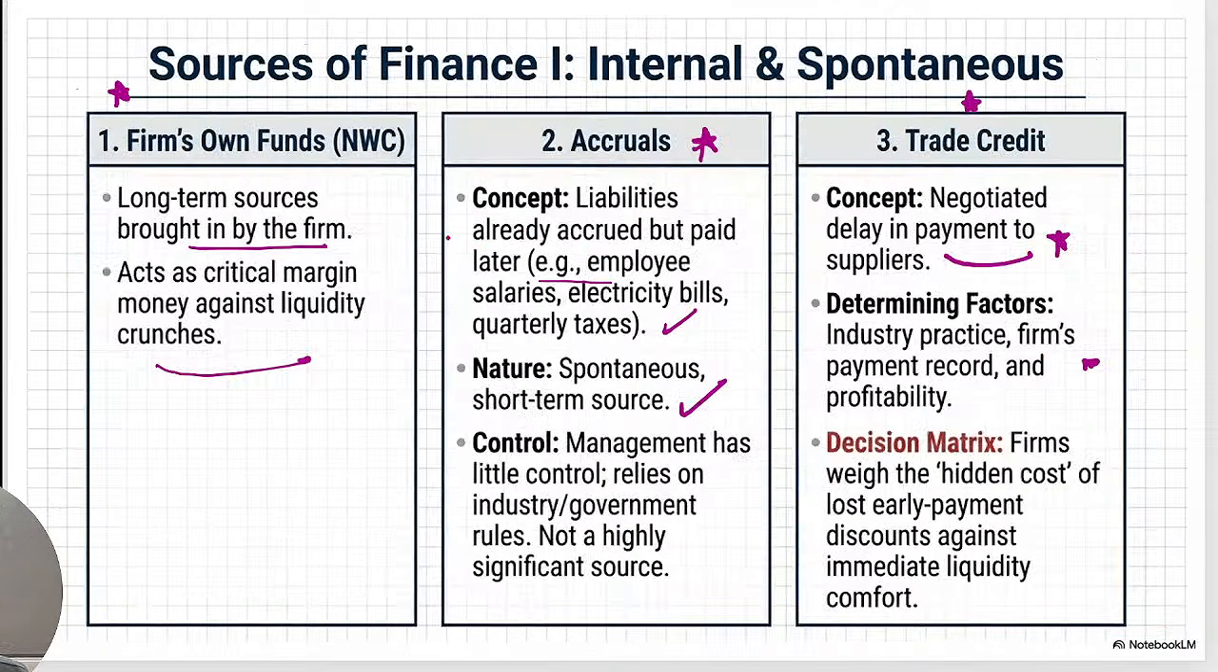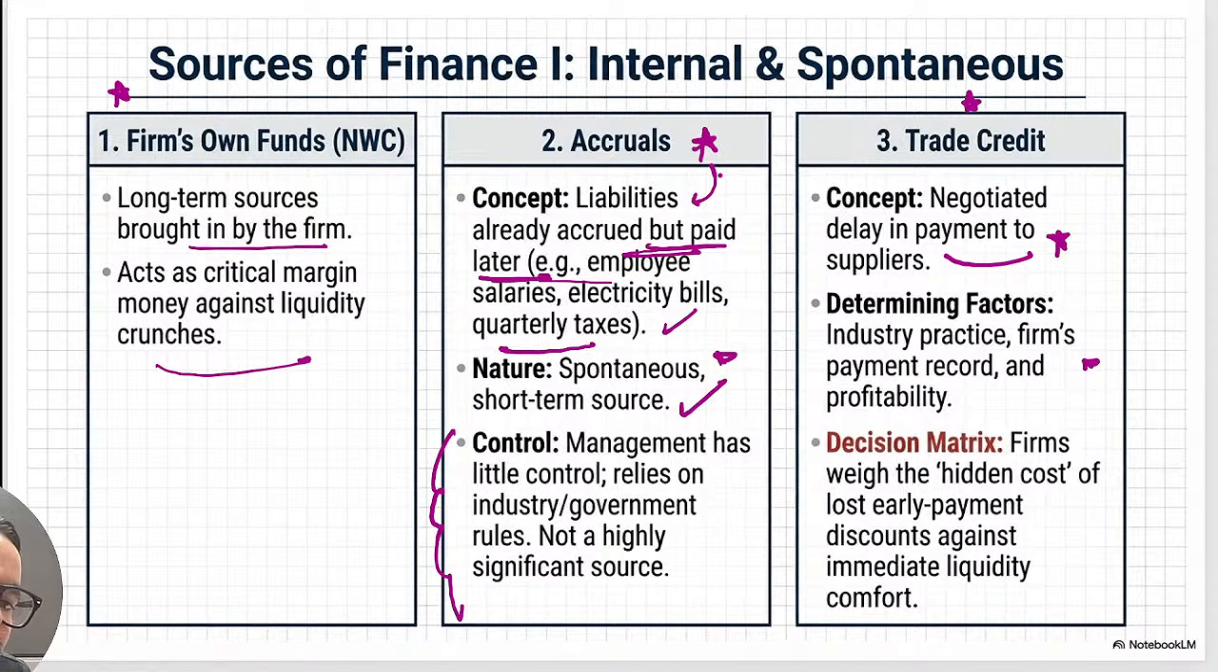What was the example here? Liabilities which occur in the business but are paid later. Any liability which occurs in the business but which we are paying later, like employee salary, electricity bill or quarterly taxes and others. So it is spontaneous and short term. It is about how you have managed the things.